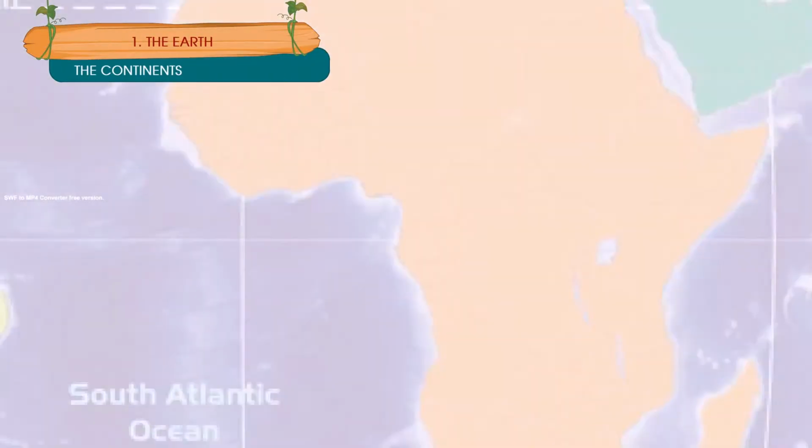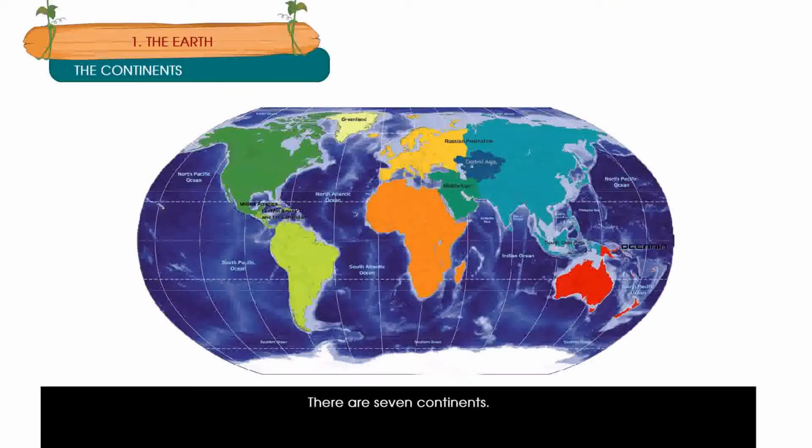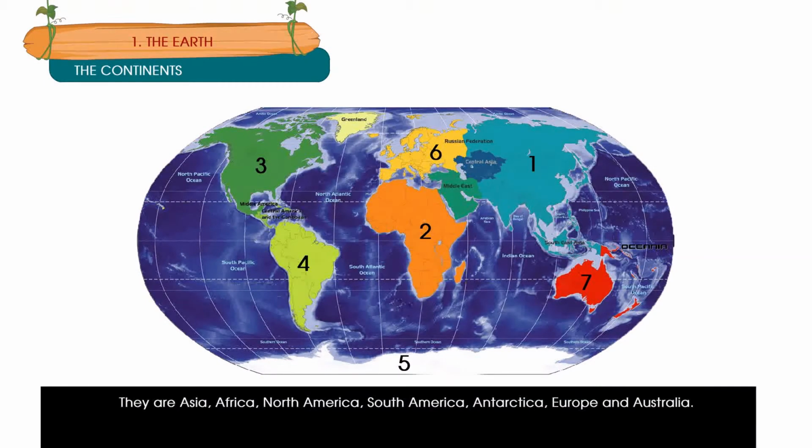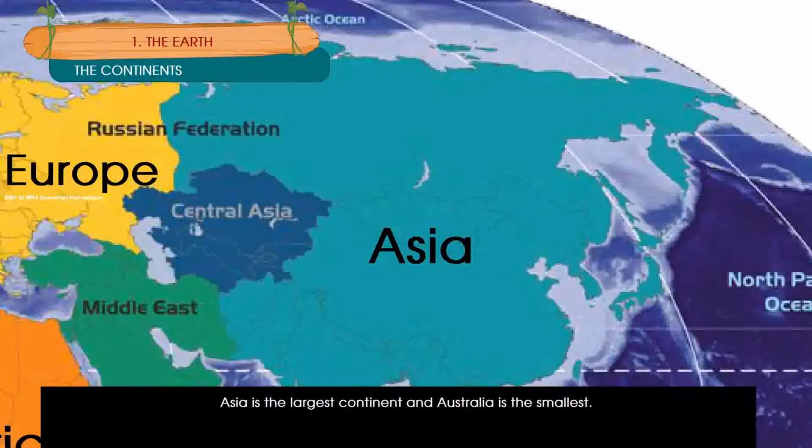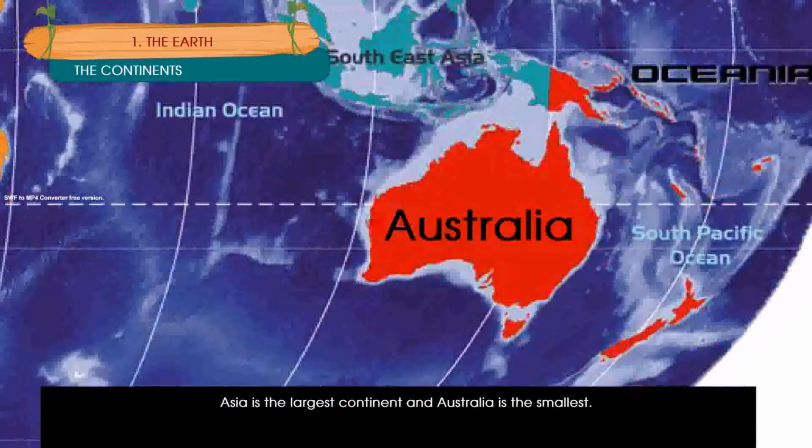The continents. There are 7 continents. They are Asia, Africa, North America, South America, Antarctica, Europe, and Australia. Asia is the largest continent and Australia is the smallest.